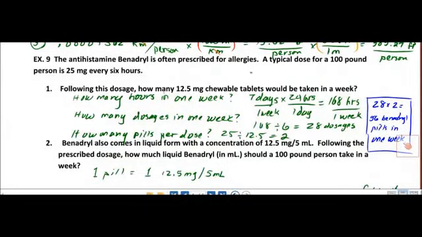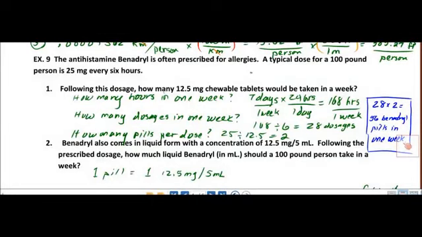Well, a dosage is 25 milligrams. But the pills are 12.5 milligram chewables. So every dose would involve taking 2 chewable tablets to get the 25 milligrams necessary for each dose. So there's 28 dosages and 2 pills per dose. If I multiply those, I end up with 56 Benadryl pills that would have to be taken in 1 week at this particular dosing.